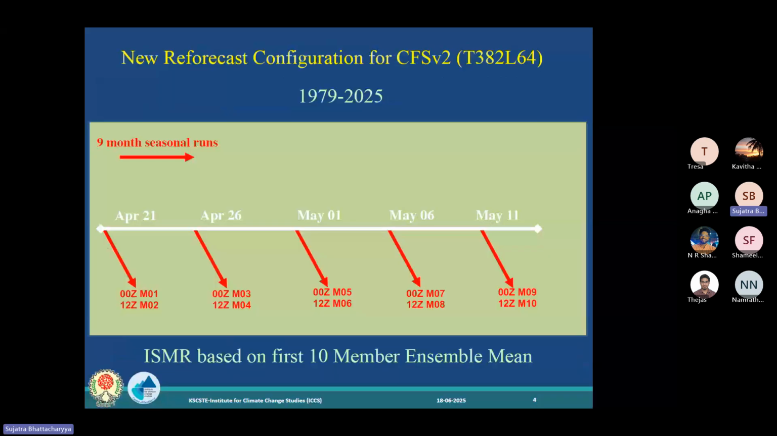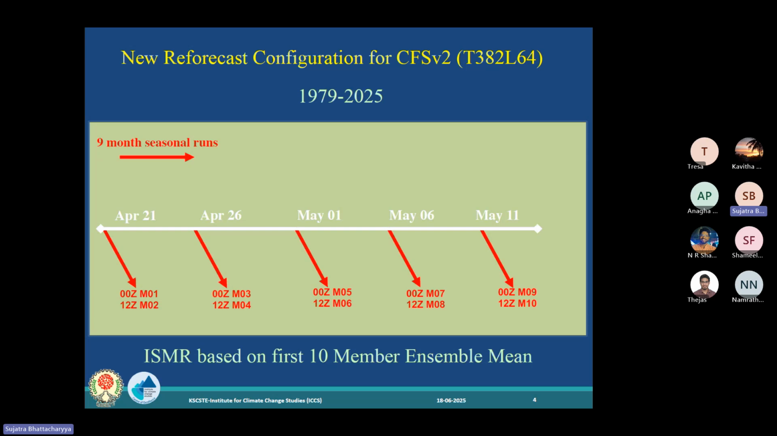With this background, all the runs which we have done previously were at low resolution, that is T126. But recently the India Meteorological Department also moved to higher resolution, that is T382, which is about 38 kilometers spatial resolution over the equatorial region. So we also modified, and this is the thing I wanted to update Dr. Rajendran on. Earlier we used 79 to 2016, T126 for all 5 initial conditions in the hindcast experiment. Now I recomputed all this with T382, from 79 to 2025.